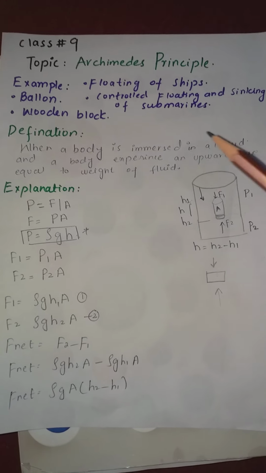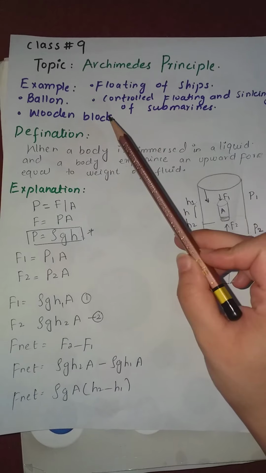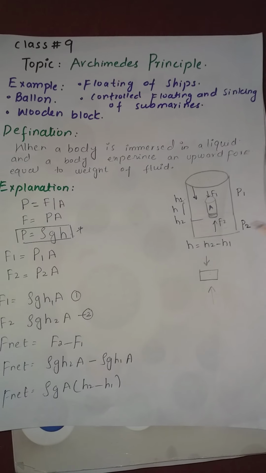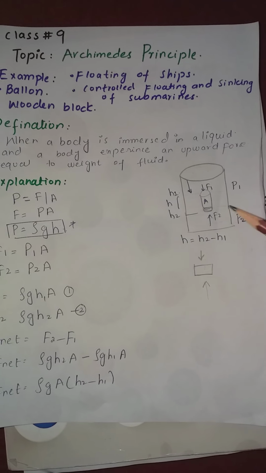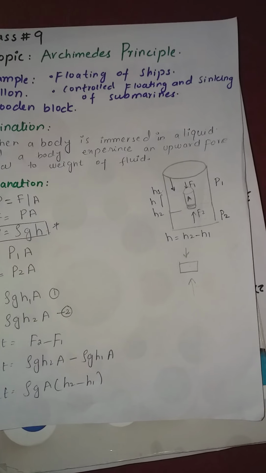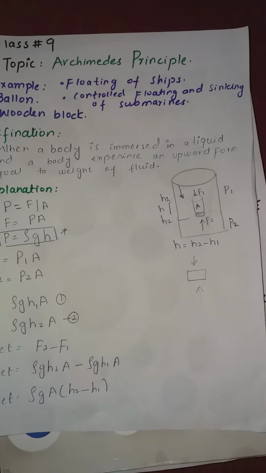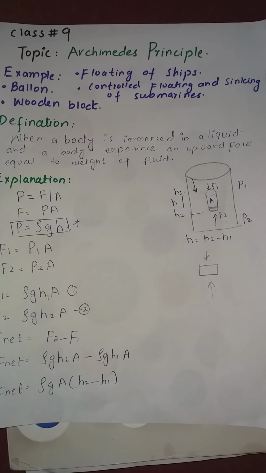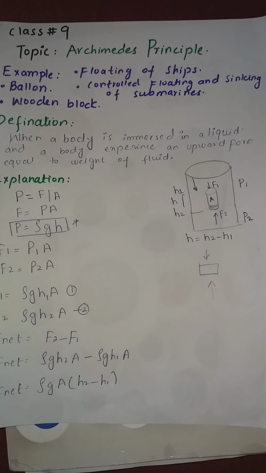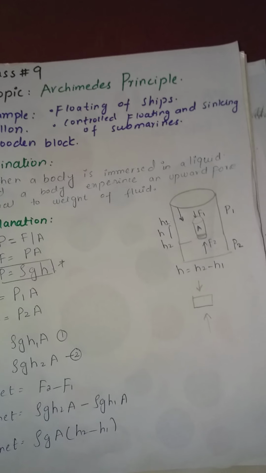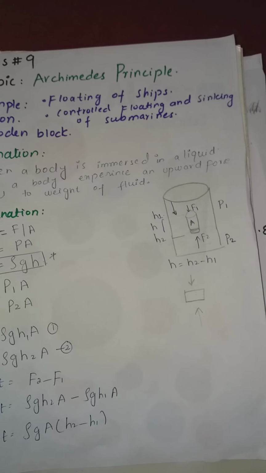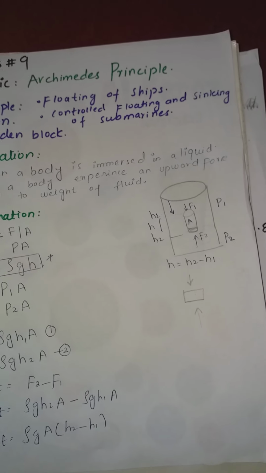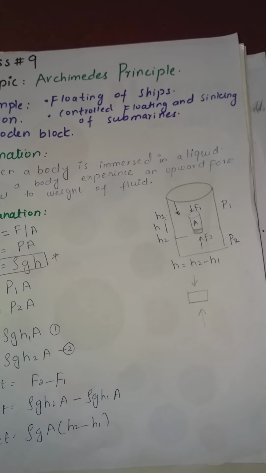Now, what is the example of a wooden block? For example, we take a container and we add a block of wood into it slightly. So what would we see? For example, we take a container and we take a brick, a piece of wood or a brick. So what will we see?